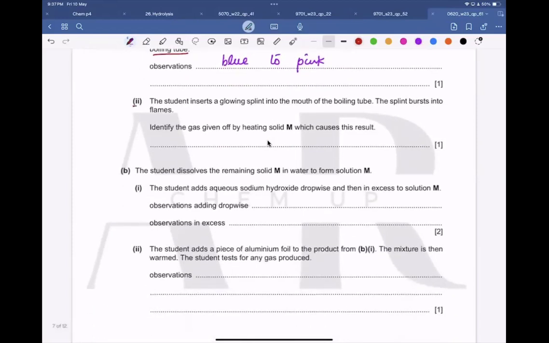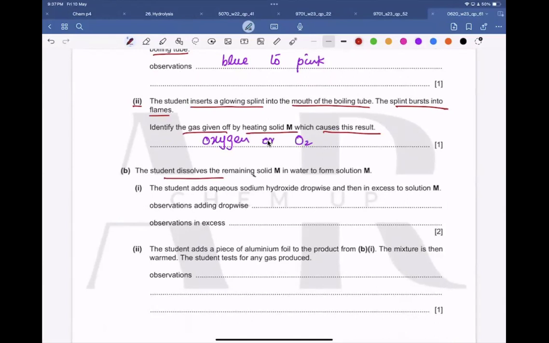Now, second part, the student inserts a glowing splint into the mouth of the test tube. The splint bursts into flame. Identify the gas given off by heating solid M that causes this result. It's a glowing splint, so it means it's oxygen. In oxygen, it catches the flame. Yes, you can write O2, not O.